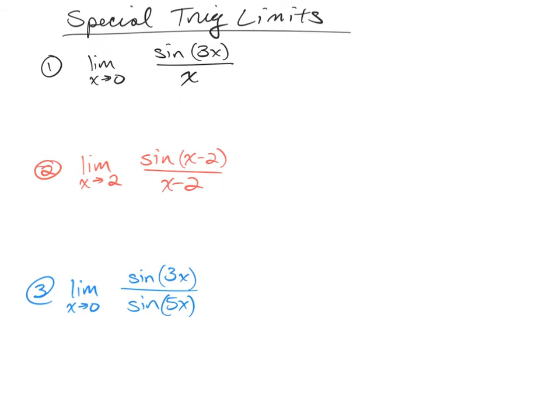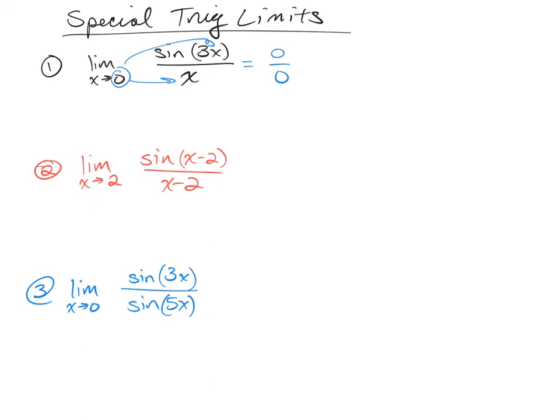On this slide, we will see 3 examples of special trig limits. The first of which is the limit as x approaches 0 of sine of 3x over x. And yes, if you try to substitute 0 directly in for x's here, you end up with a form of 0 over 0. But there's one problem: this limit does not equal 1. And that's because what's on the inside of the sine needs to match what's in the denominator.